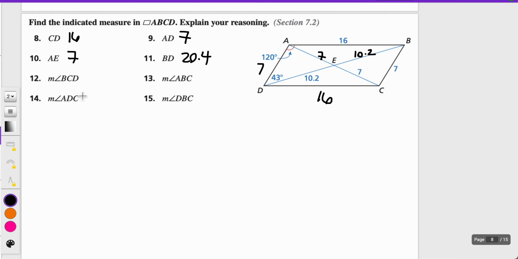For the measure of BCD, that's going to be the same measure as the opposite angle, BAD, so that's 120 degrees. That's the parallelogram opposite angles theorem. Angle ABC is going to be the same as ADC, but notice I only get one of those angles, so that's another 43. 43 and 43 makes 86, so ABC should be, for number 13, also that.